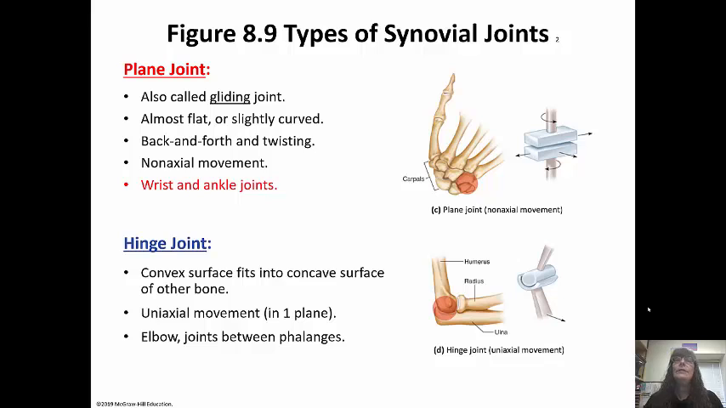A plane joint is also called a gliding joint. It's almost flat, but may have a slight curve to it. It provides back and forth and twisting movements. So these are going to be our wrist and ankle joints.